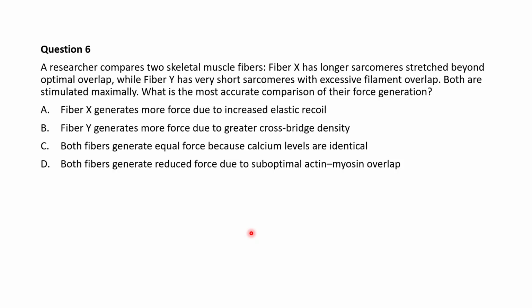So there is an optimal sort of Goldilocks zone, which allows for proper force production. And despite however much stimulation you give, if that is suboptimal, then you will not have the correct amount of force generated. And so this length tension relationship is very, very critical to skeletal muscle contraction and muscle physiology.